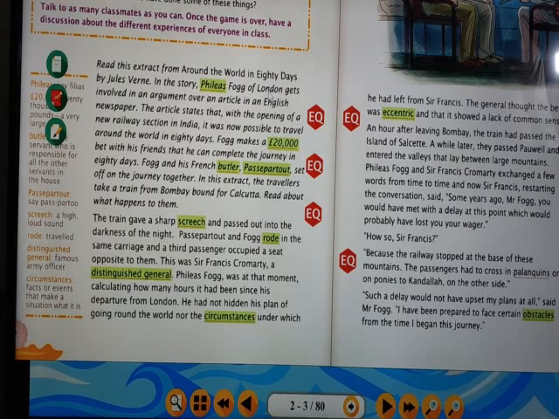What is the circumstances? Circumstance means a fact or event that makes a situation. Here, what is the situation? What is the circumstances that forced Fogg to start the journey? Don't you remember that? That bet, right? He had a bet with his friends that he will travel around the world in 80 days. This is the circumstances, right?